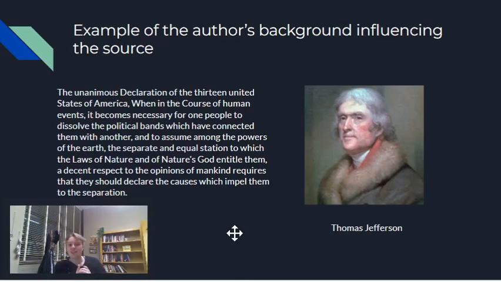The unanimous declaration of the 13 United States of America. When in the course of human events, it becomes necessary for one people to dissolve the political bands which have connected them to another, and to assume among the powers of the earth the separate and equal station to which the laws of nature and of nature's God entitle them, a decent respect to the opinions of mankind requires that they should declare the causes which impel them to the separation.